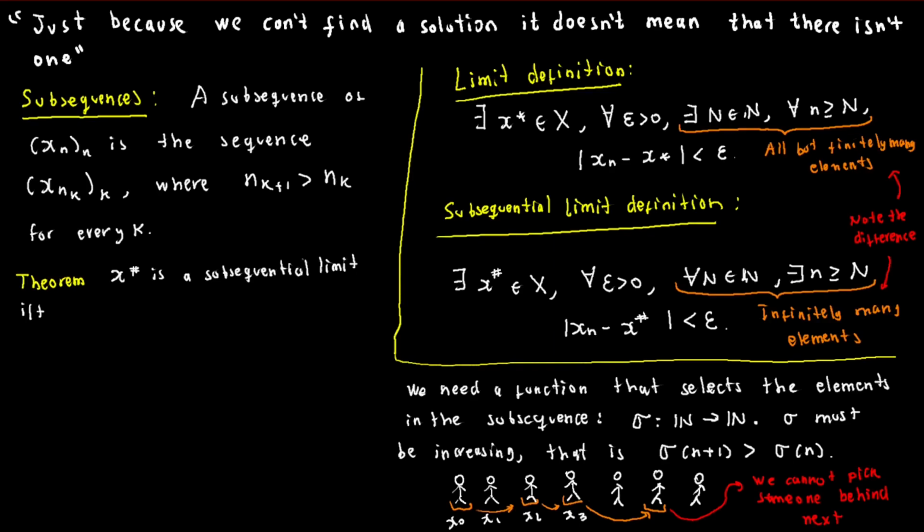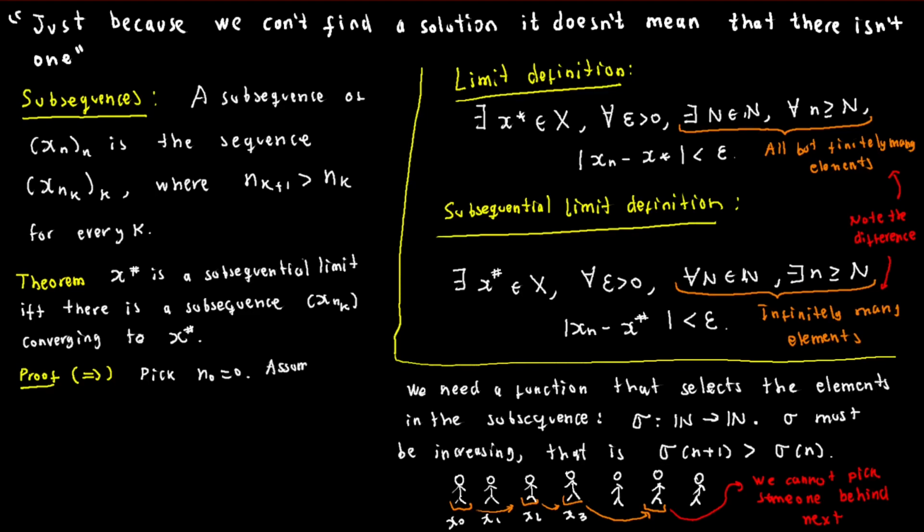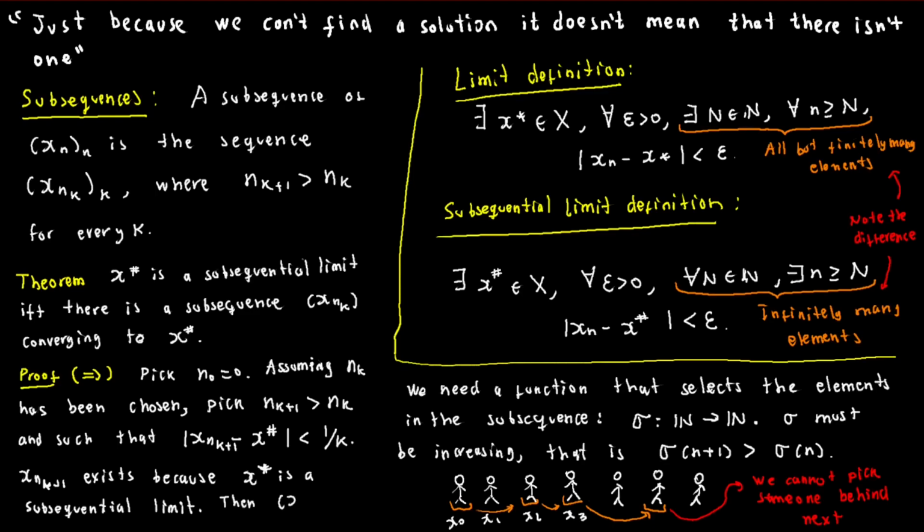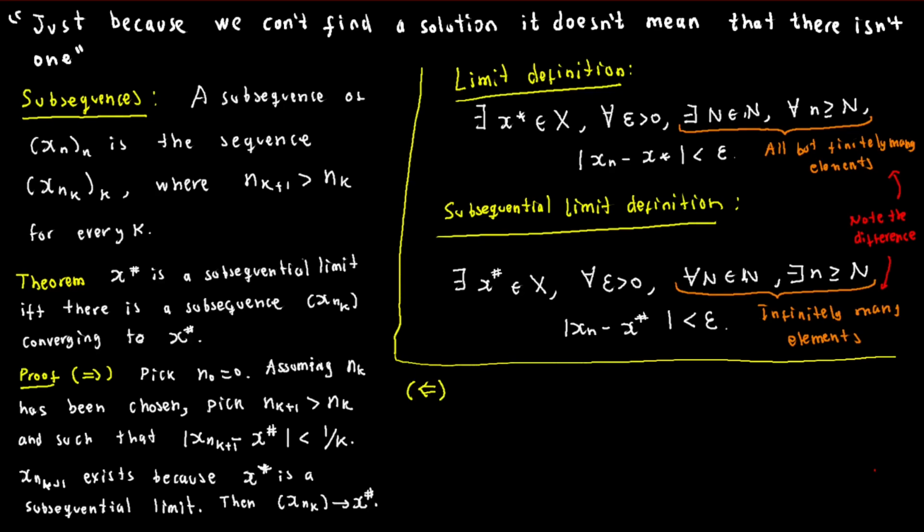Now that we have our definitions in place, we can prove the obvious fact that x sharp being a subsequential limit of xn is equivalent to the existence of a subsequence xnk that converges to x sharp. To see why, let's assume that x sharp is a subsequential limit and pick n0 equal to 0. Assuming that nk has been chosen, we can pick nk plus 1 larger than nk, such that x sub nk plus 1 belongs to the ball of radius 1 over k around x sharp. The existence of nk plus 1 follows from the fact that every ball contains infinitely many elements of the sequence xn.